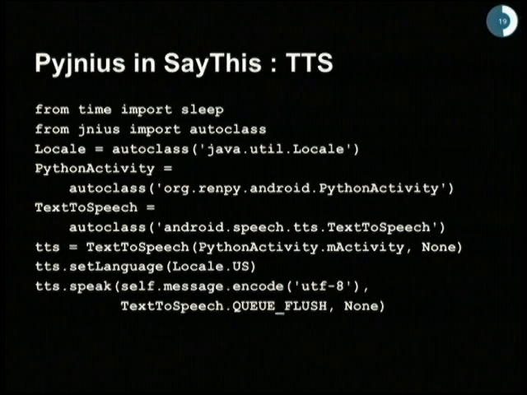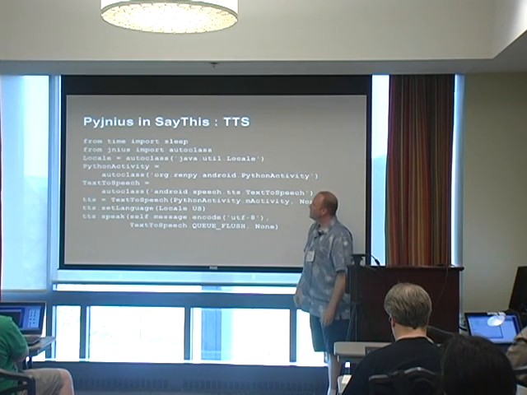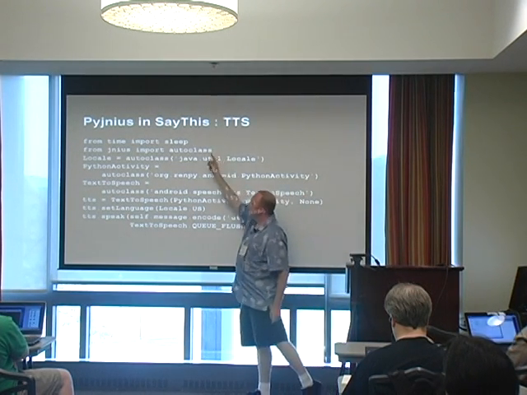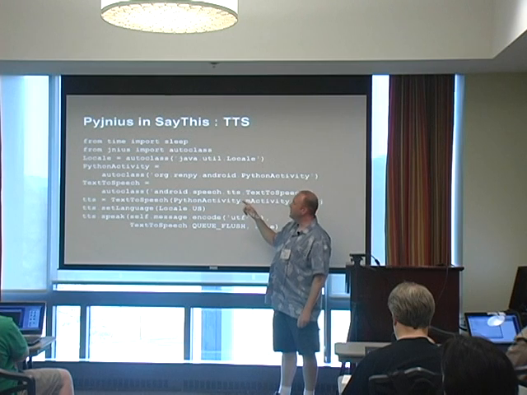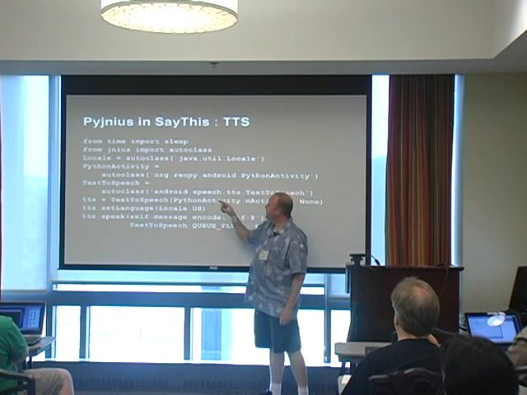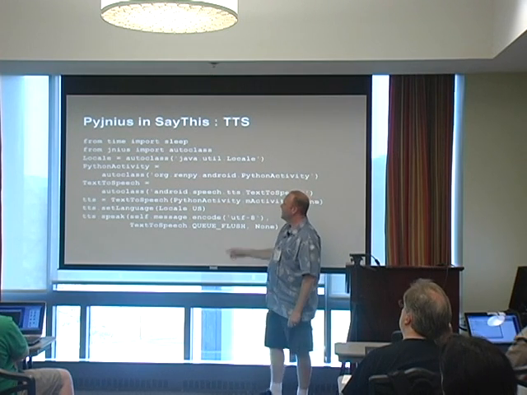Here's another example from before Plyer. And actually, if you look at Plyer's TTS, it's pretty much this still. It's just put into Plyer so you can abstract it away. So we got the same thing, autoclass. We need a locale, so we need to know what language we're dealing with. And that's an Android thing, so we have to get the Java util Locale. We have to autoclass that. We need our activity again.